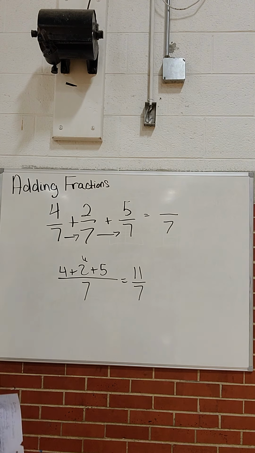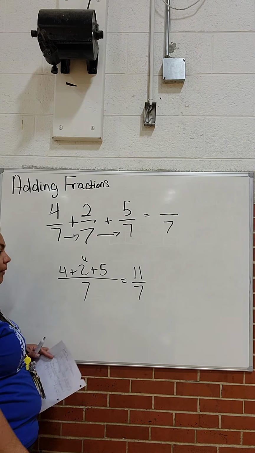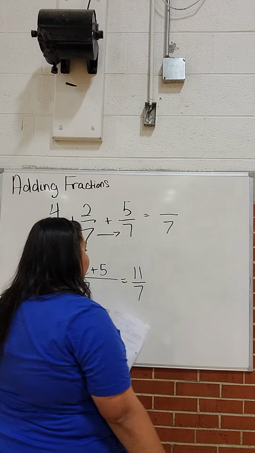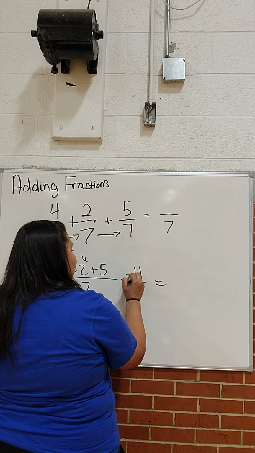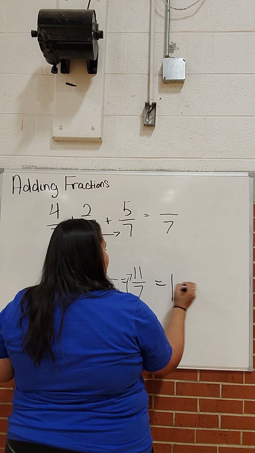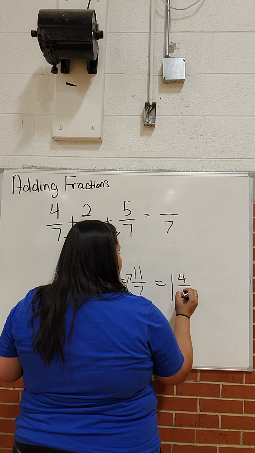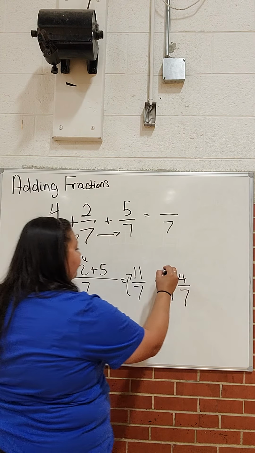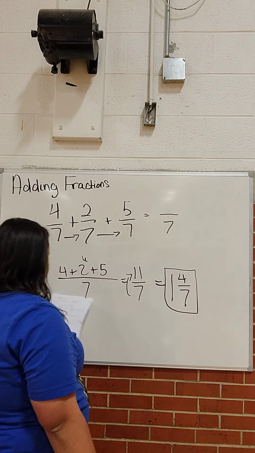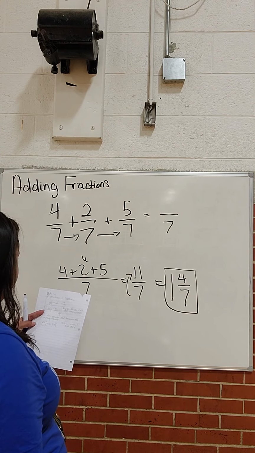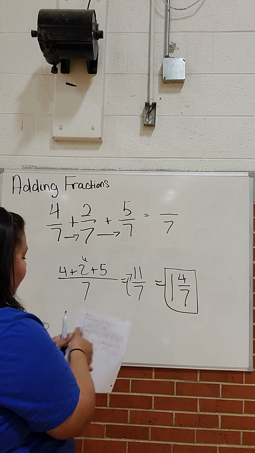Going into that, 11 over 7, because 7 can go into 11, this is an improper fraction. Improper fractions can be reduced to, how many times can 7 go into 11? Once. And then what is the remaining of that? 4. And of course the denominator stays the same. And then we've got our reduced fraction. And then you are done.